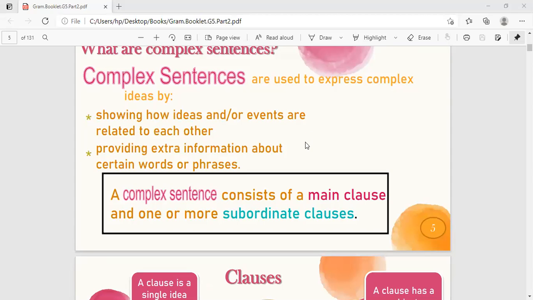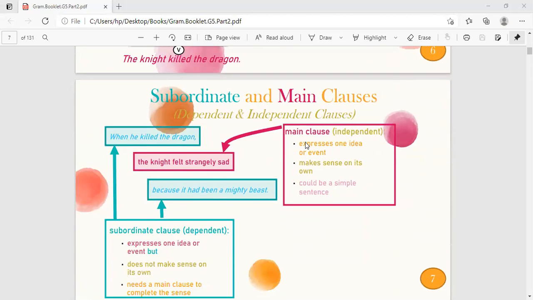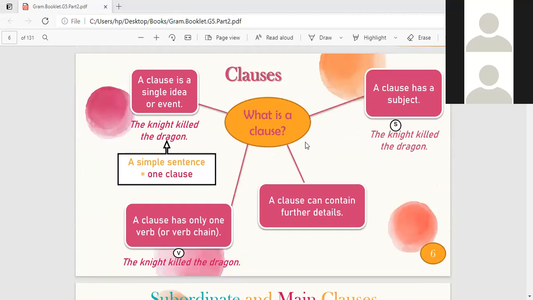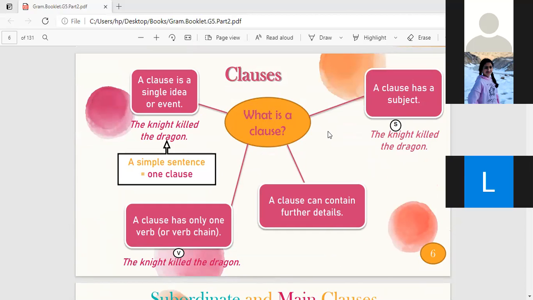Malak, what do you mean by dependent clause? When you say dependent clause, what does it include? It includes a subordinating conjunction. Excellent. What else? Describe the dependent clause. Why do we call it dependent clause?